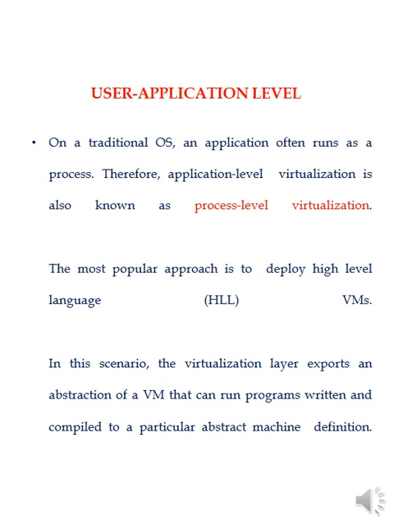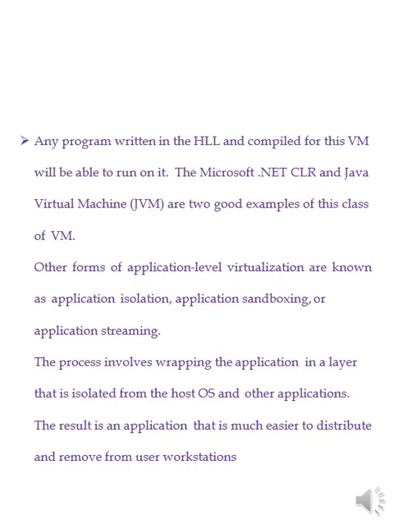Application level virtualization is also known as process level virtualization. The most popular approach is high level language VMs. In this, the virtualization layer exports an abstraction of a virtual machine that can run programs written and compiled to a particular abstract definition. Any program written in HLL can be compiled for this VM and run on it. The Microsoft .NET CLR and JVM, the Java virtual machine, are good examples. The process involves wrapping the application in a layer that is isolated from the host OS and other applications. So the resulting application is easier to distribute and remove from the user workstation.